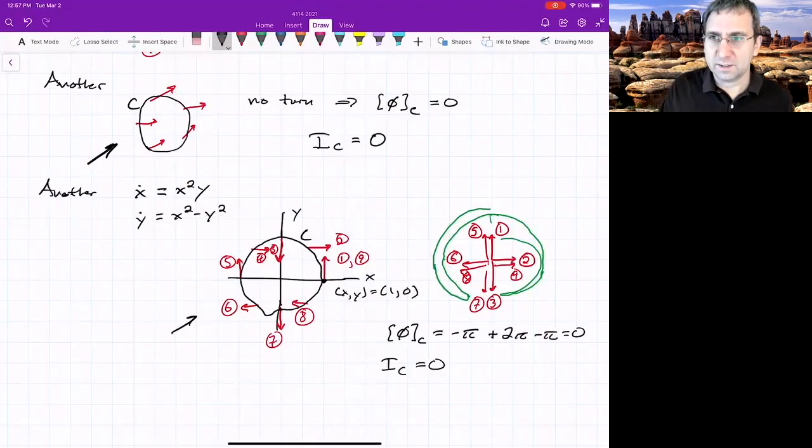So we've plotted some examples of getting the index for a curve, but we haven't yet talked about how this is useful. And so to talk about how it's useful, we need to talk about properties of the index. So let's say something about that.